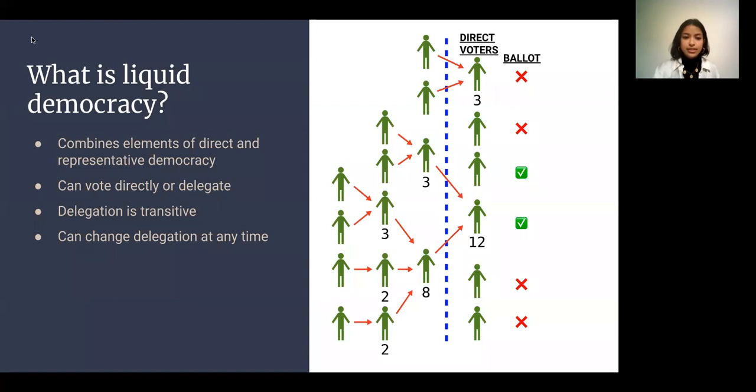So liquid democracy is a collective decision-making system that combines some elements of direct and representative democracy. So the idea is that, let's say there's an issue that needs to be voted on, an individual can choose to either vote directly on this issue or delegate their vote to somebody else. Delegations are transitive, which means that if I were to delegate my vote to Heeba, Heeba could delegate both of our votes then to Brian, who could vote directly on an issue. So this sort of creates chains of delegations. I can also change my delegation at any time if I decide that I don't want a certain person to be voting on my behalf anymore.